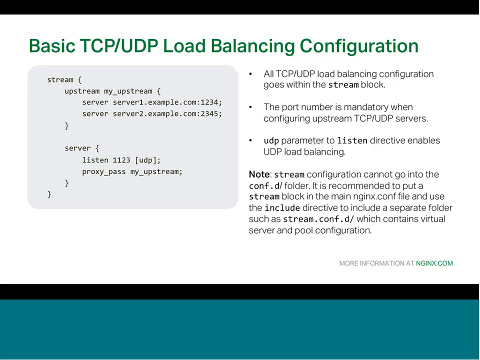One thing to note is that you can't put TCP UDP load balancing, or just stream configuration, into the conf.d folder. What you need to do is put a separate stream block in the main nginx.conf file, and then put an include directive, and create a separate folder called stream.conf.d, or any folder. I just use stream.conf.d and include that, and then you put your virtual server and full configuration in there. That's the best way, I think, to organize TCP UDP load balancing configuration with NGINX.